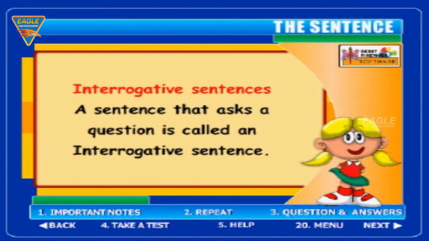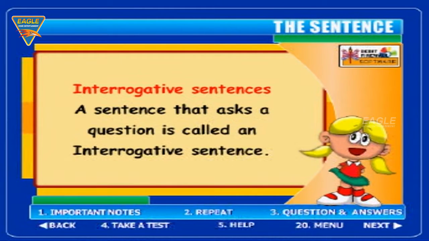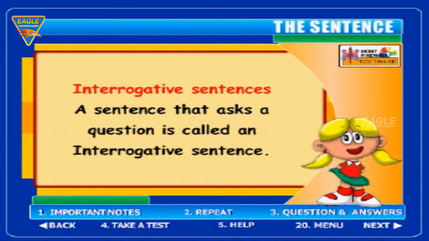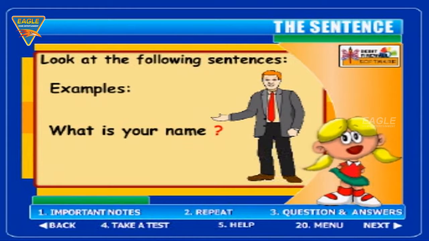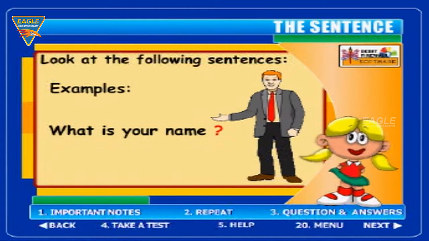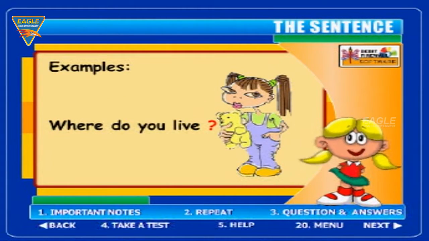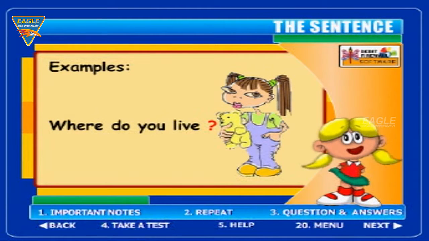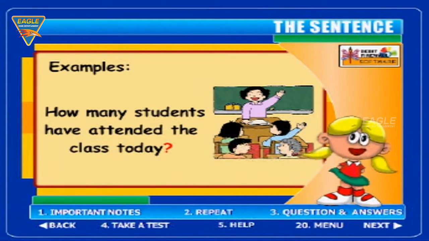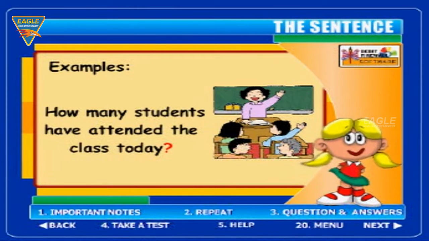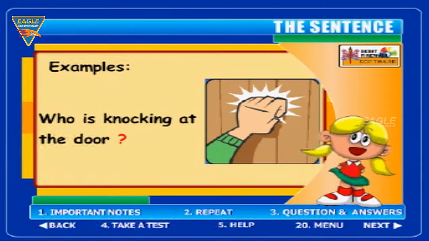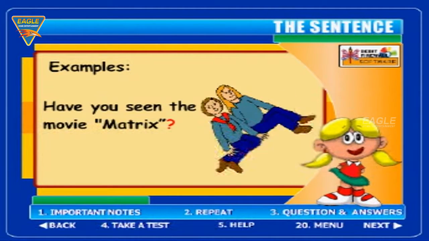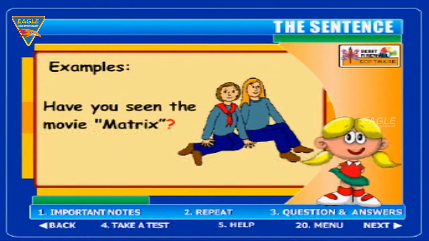Interrogative sentences: a sentence that asks a question is called an interrogative sentence. Look at the following sentences. Examples: What is your name? Where do you live? How many students have attended the class today? Who is knocking at the door? Have you seen the movie Matrix?